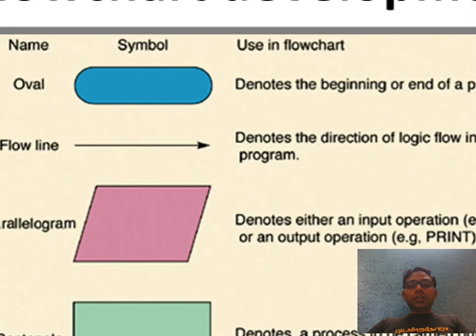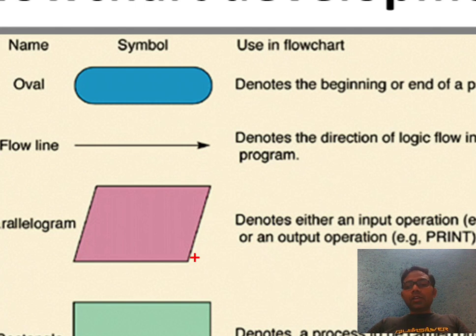It denotes the starting or ending of the problem. Next one, you are having a flow line. Yes, it represents the flow. It may be in any one of the 4 directions. It may be from top to bottom or bottom to top, side, and so on.